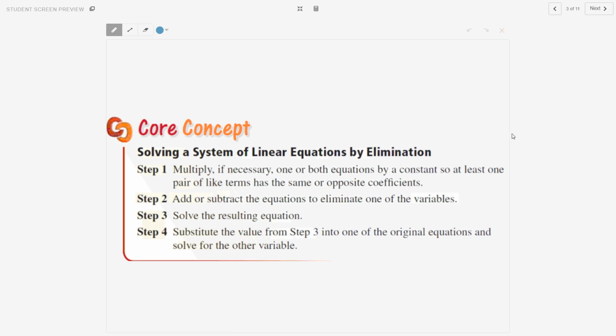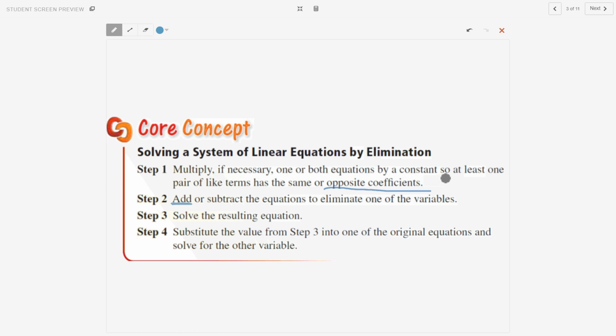So you might want to pause and make sure that you have this down in your notes someplace. But our goal is to have opposite coefficients. Here it says you can have the same or opposite. I will tell you right now, it's a lot easier if you just go with opposite. And then if you have opposite, you add. Okay? Because opposite numbers cancel each other out. 4 and negative 4. Those are opposite numbers. And if you add them, you get 0. Then you can solve your resulting equation and then plug it back in to get your remaining answer.